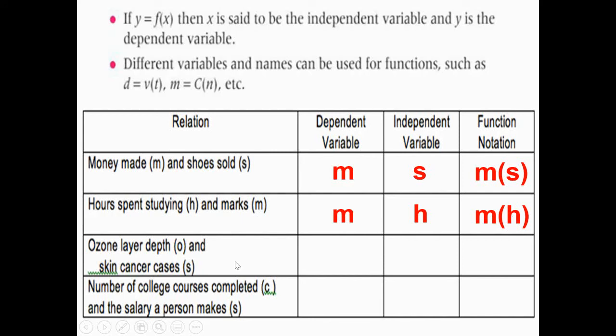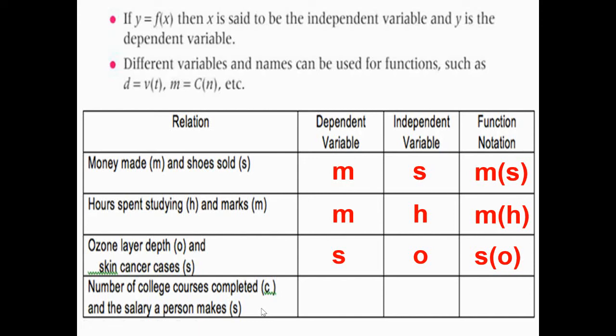How about this? The ozone layer depth and skin cancer cases. We know when the ozone layer is thinner, there are more cases of skin cancer. So let's see if you can set this up. S, O, and S of O. The function notation, skin cancer cases dependent on the input of the ozone layer depth. That would be our function. Last one, number of college courses completed and the salary a person makes.